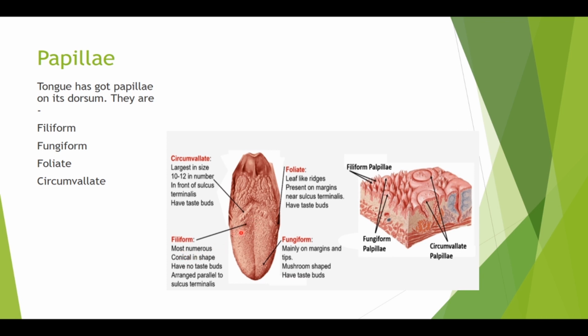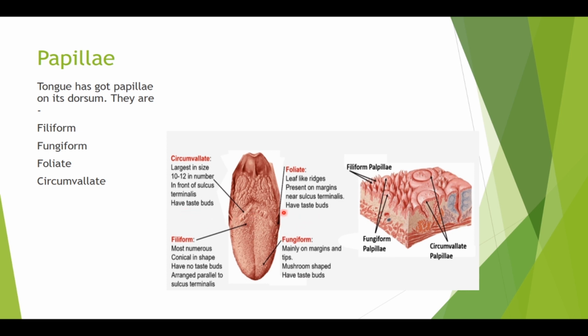Filiform is most numerous and is conical in shape, has no taste buds and is arranged parallel to the sulcus terminalis. See, this is the sulcus terminalis. Circumvallate is present anterior to it. They are 10 to 12 in number and have taste buds.